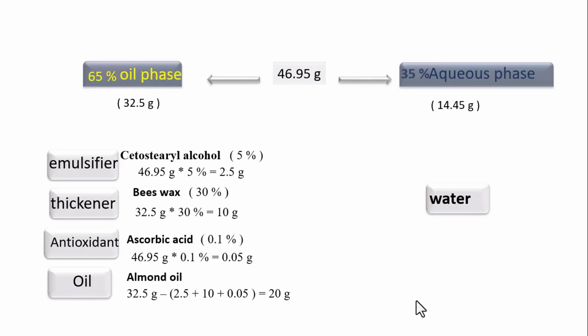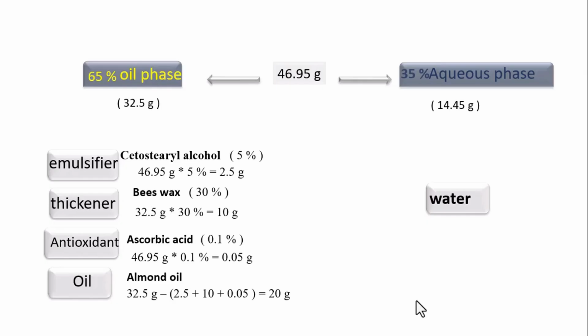The thickener is another ingredient in the oil phase, and in this example, we're using beeswax. 30%, which means 30% should be multiplied by the amount of our oil phase, which comes to about 10 grams. The antioxidant we've chosen for this cream is ascorbic acid. 0.1%, which is about 0.05 of a gram.